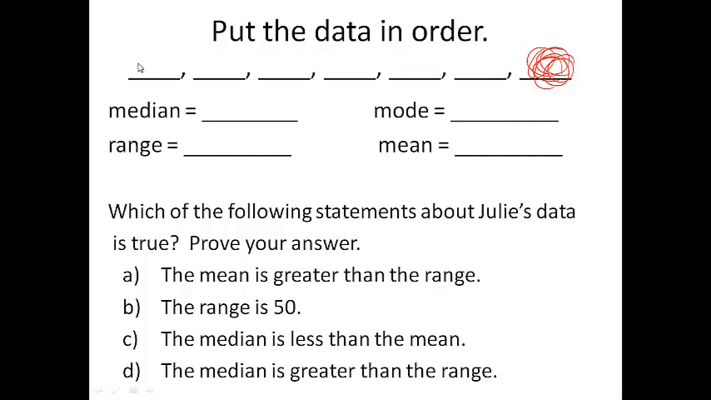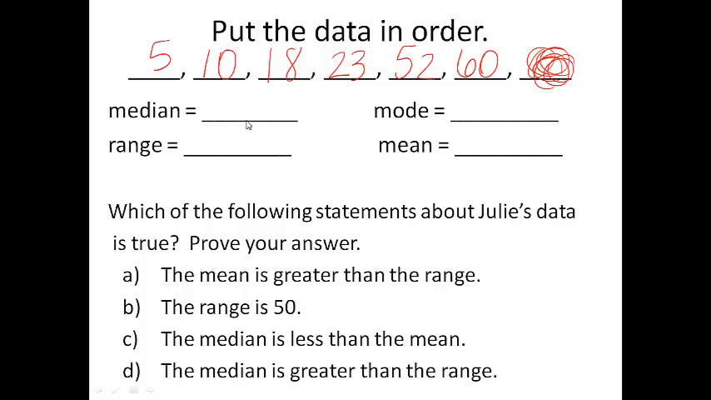So, we know we have to put it in order. So if we put it in order, we have 5, then 10, then 18, then 23, then 52, and finally 60. So maybe she took off a day on like Sunday. I don't know. Maybe she just didn't want to read that day.